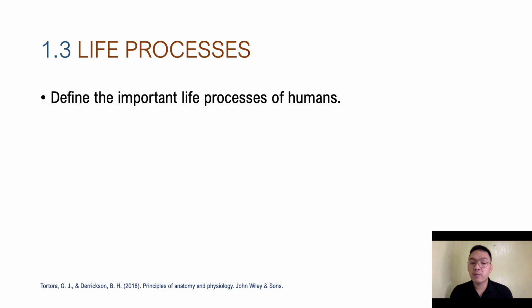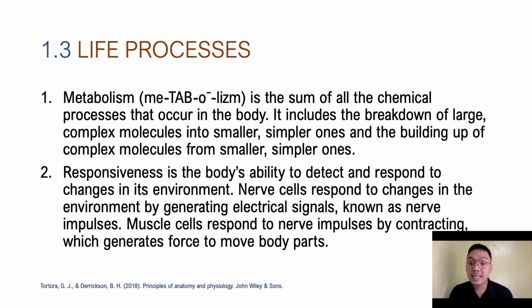Now we're moving on to the life processes. We have to define some of the important life processes in humans. We have the first two. First would be your metabolism. It is defined as the sum of all the chemical processes that occur inside your body. It could either be anabolism or catabolism. You know that in your biochemistry, it includes the breakdown of large complex molecules into smaller, simpler ones, and the building up of a complex molecule from simpler and smaller ones.